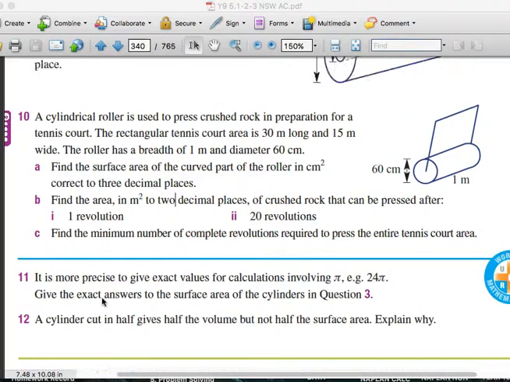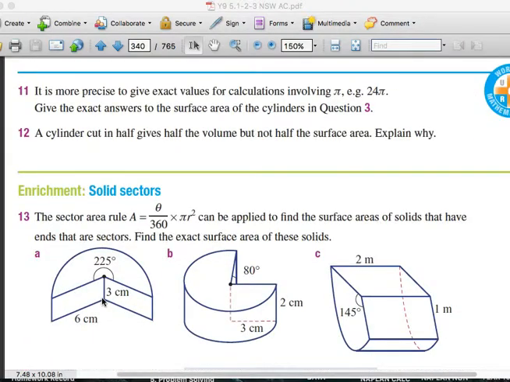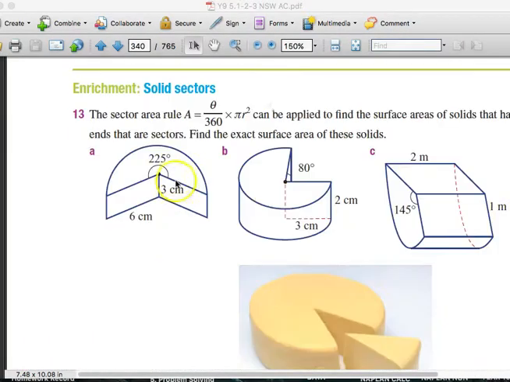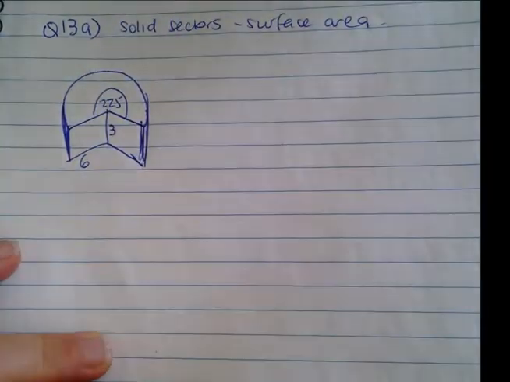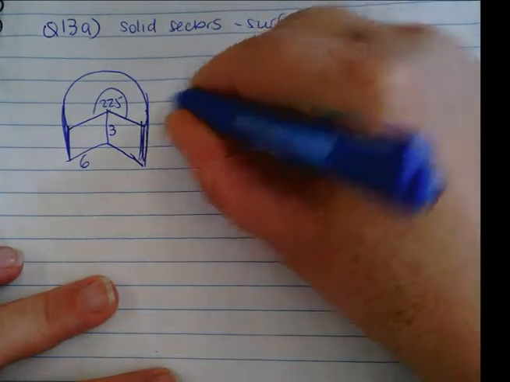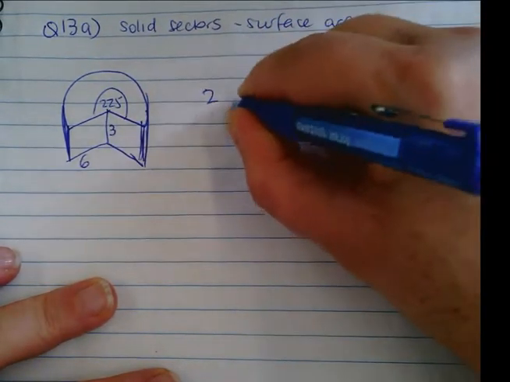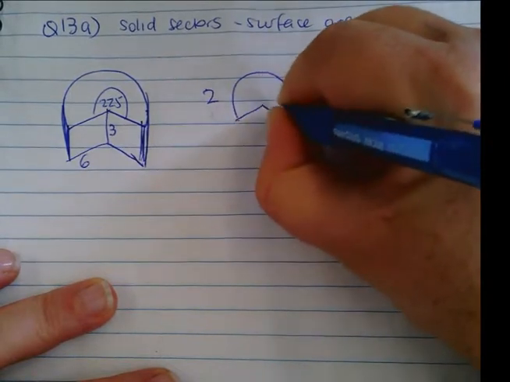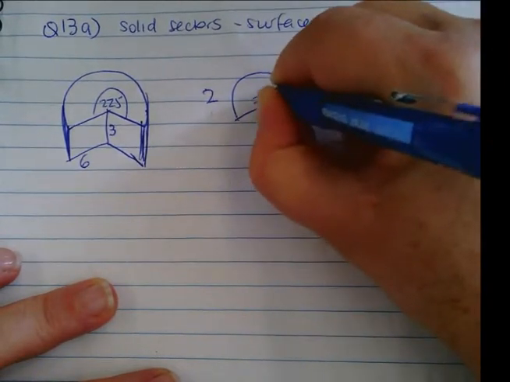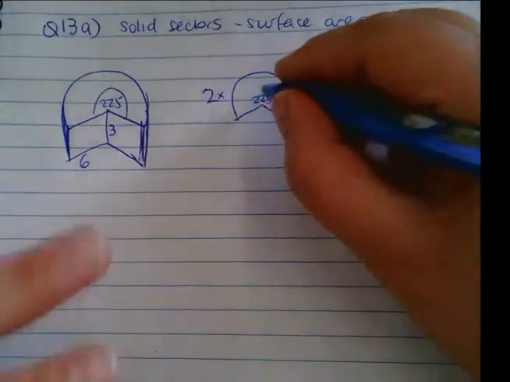Okay, and I think we will do some of these ones. I'm just going to do this one as an example. I've drawn it out here, not as well as the one in the book. So what do I have? I have 2 sectors, basically. So I have 2 of this shape.